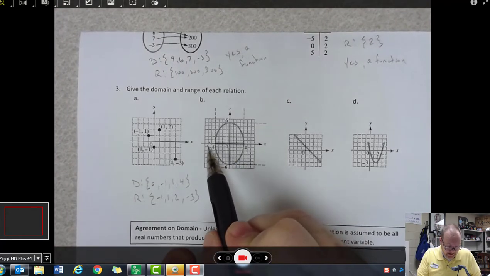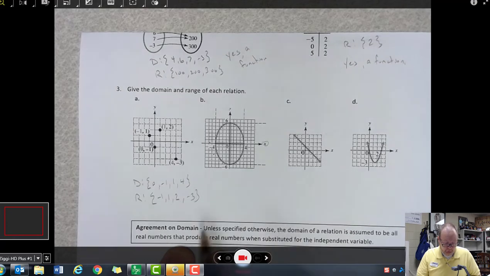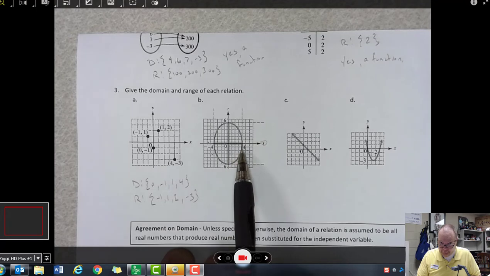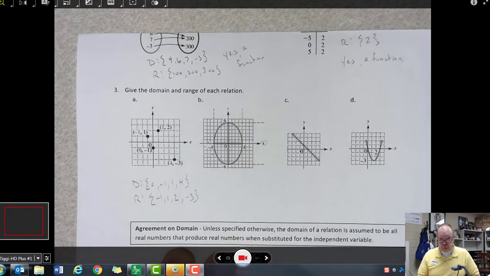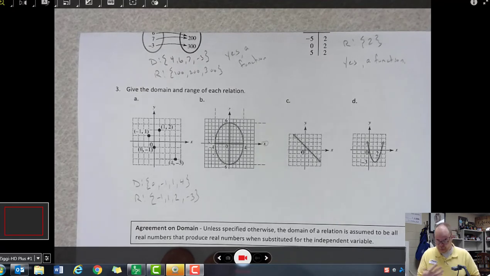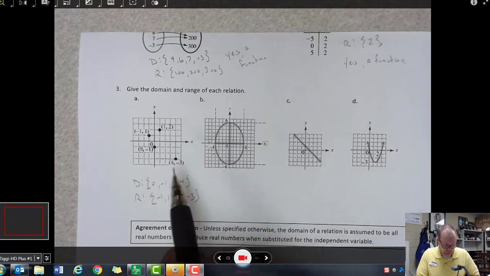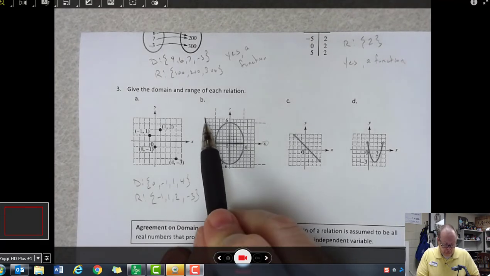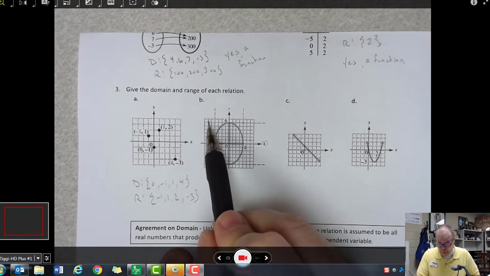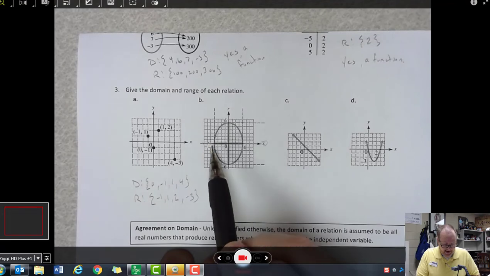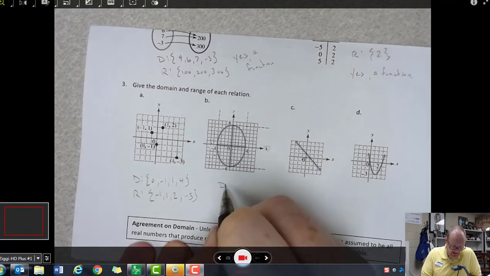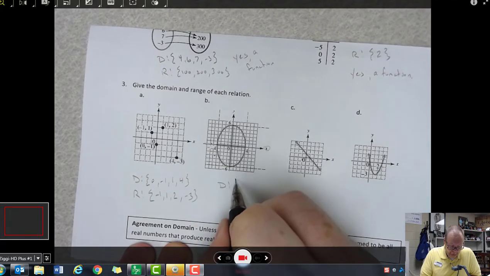So on the domain, remember domain describes x. What I encourage students to do is to move your eye along the x-axis, and the question is: describe the x's that are used. A secondary question could even be, are there any x's that are left out? For instance, when I'm at this point, there is no point on the graph that exists as I move up and down. In fact, I don't start getting points until I get to -4. So on my domain, my first point is -4.